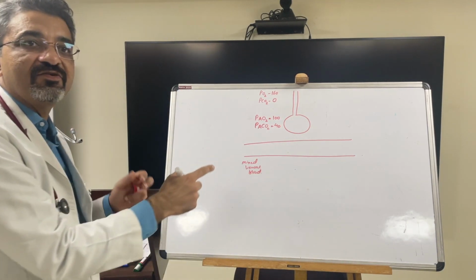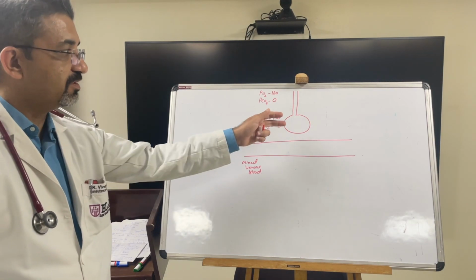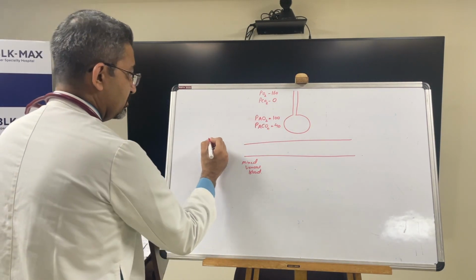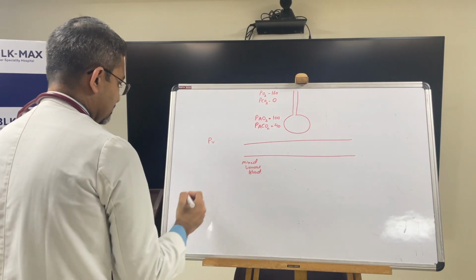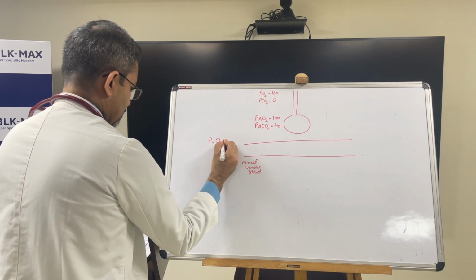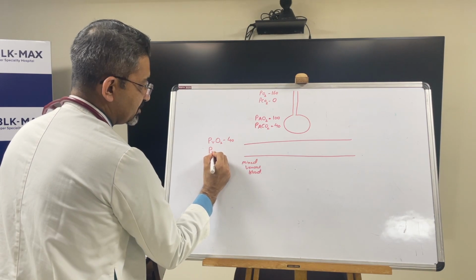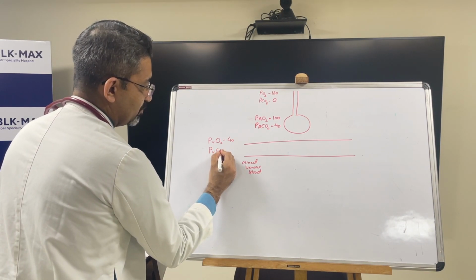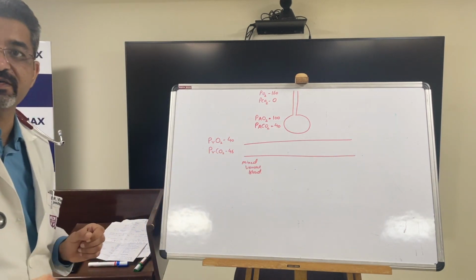This is the pulmonary artery, which is carrying the mixed venous blood towards your lungs. Here, PvO2 is 40 and PvCO2, that is venous CO2, is 46. These are all in millimeters of mercury.